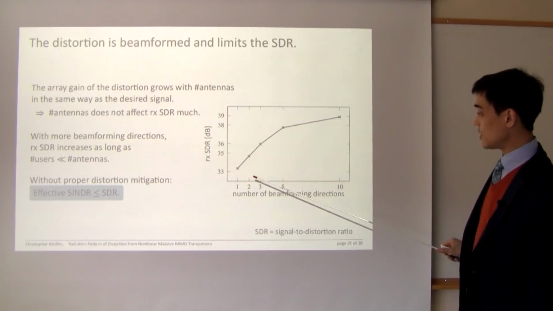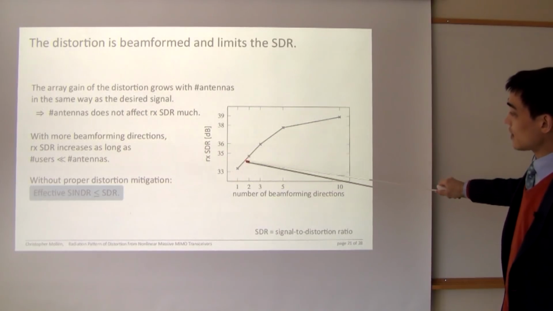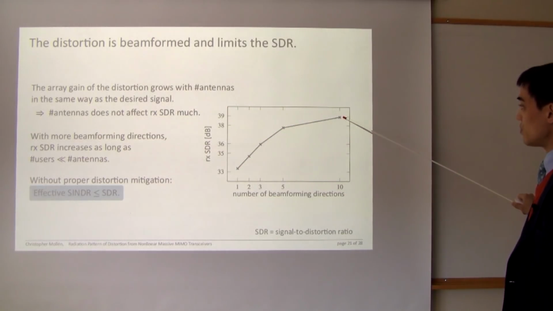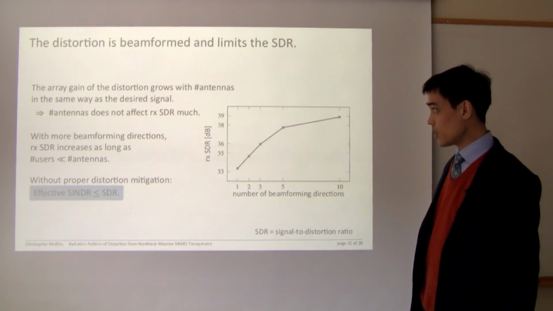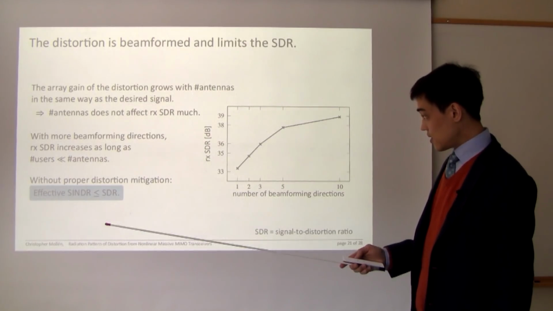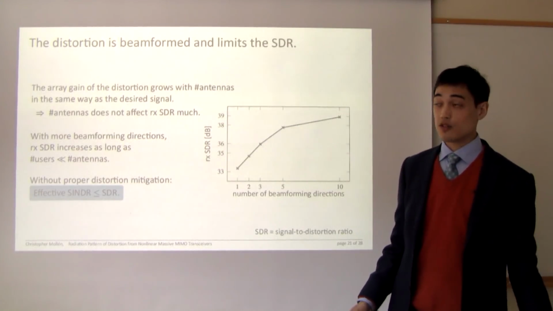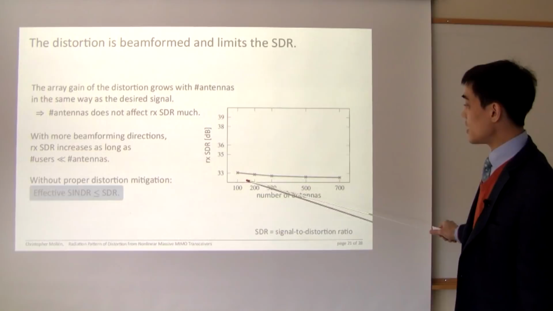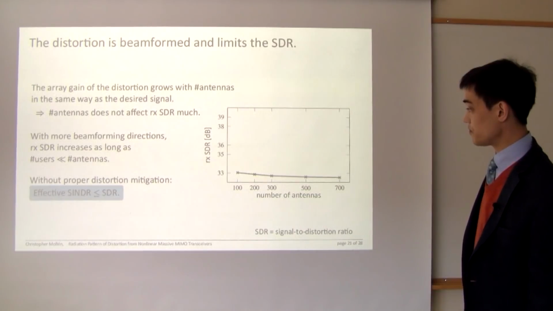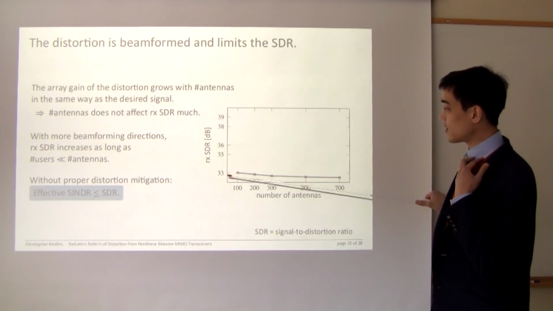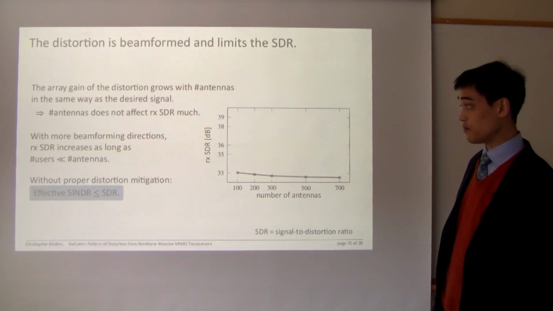If you plot this in a diagram like this, with the number of beamforming directions on the horizontal axis and the SDR on the vertical axis, we can see that the signal quality improves until it saturates at a large number of beamforming directions. And since the array gain of the distortion scales in the same way as the array gain of the desired signal, increasing the number of antennas does not improve the signal quality very much. In fact, it doesn't affect this SDR in any significant way.